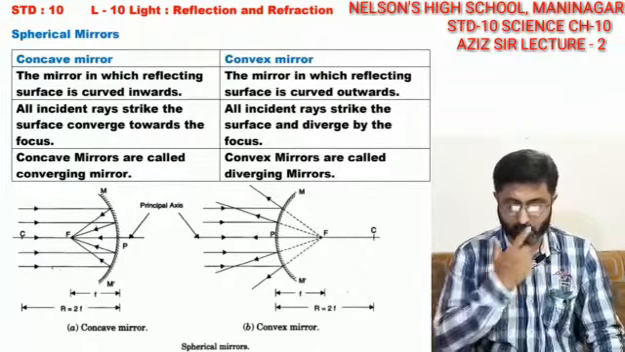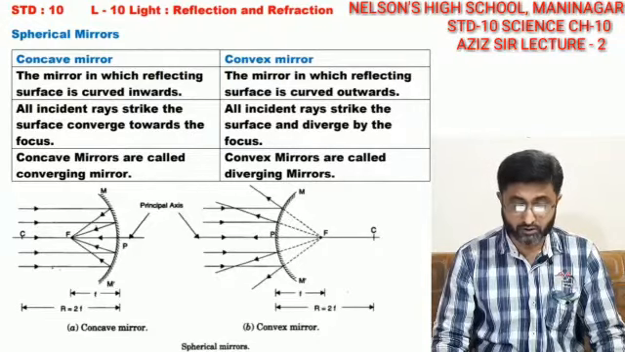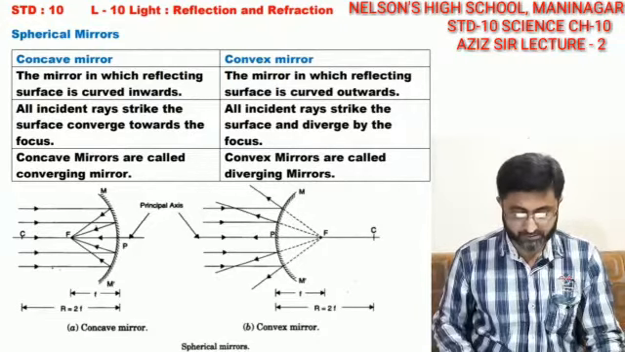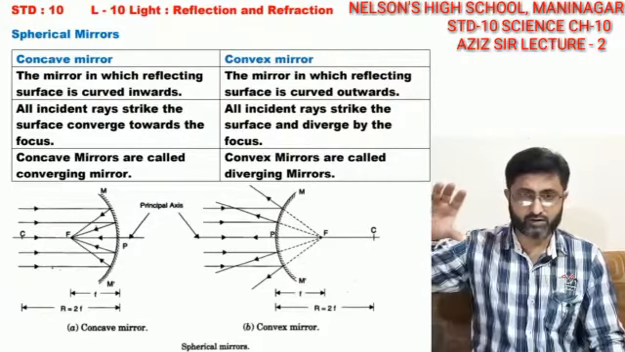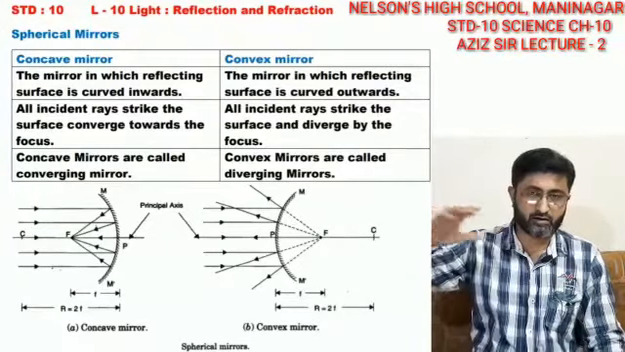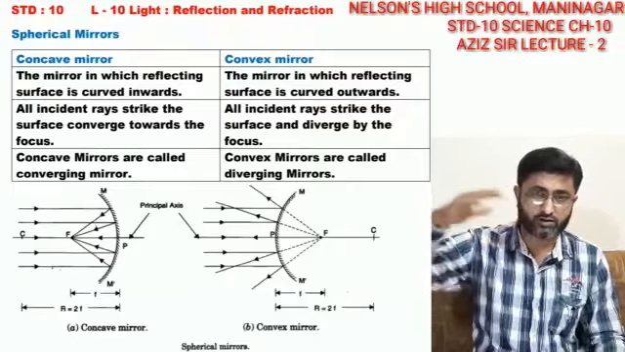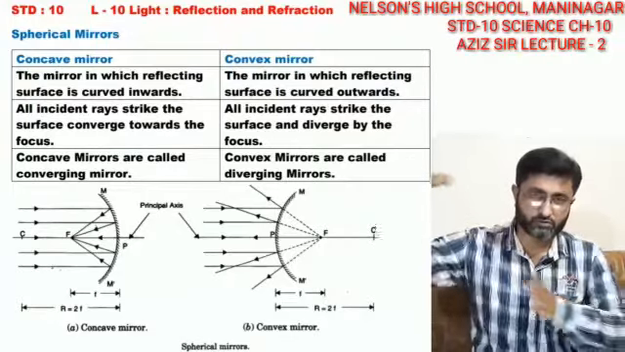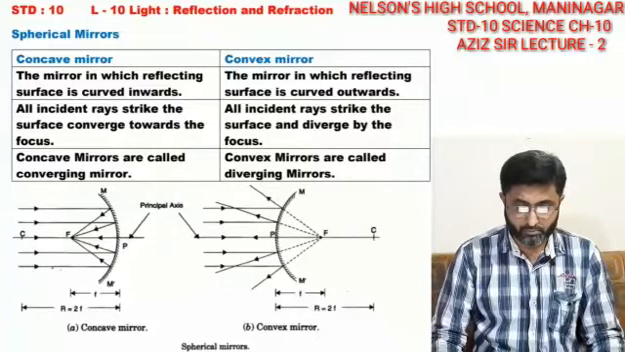The second point is that all incident rays striking the surface converge towards the focus. That can be explained by the diagram itself. You see the parallel lines coming towards the concave mirror, and all the rays parallel to the principal axis converge. Converge means they are diverted towards the focus. That's why it is called a converging mirror.